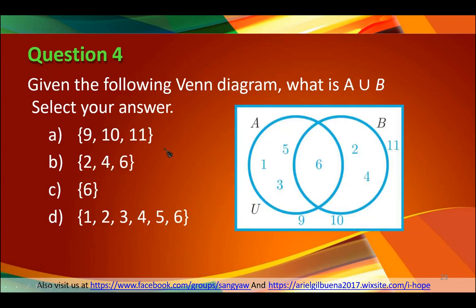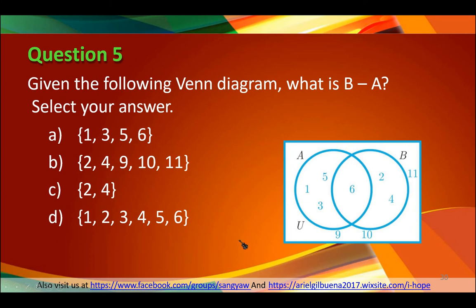Question number 4. Given the following Venn diagram, what is A union B? So, anong dito? So, di ba pag union lahat ng numbers sa loob ng circle. So, meron tayong 1, 3, 5, 6, 2, and 4. So, ito po yun. 1, 2, 3, 4, 5, 6. Letter D.